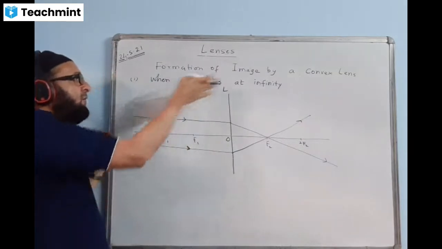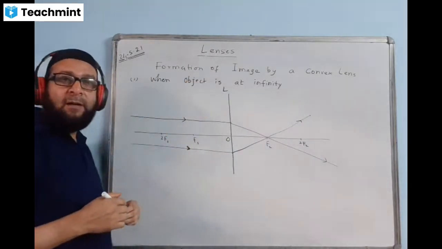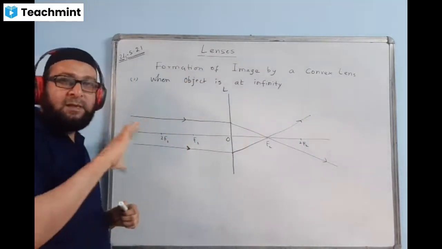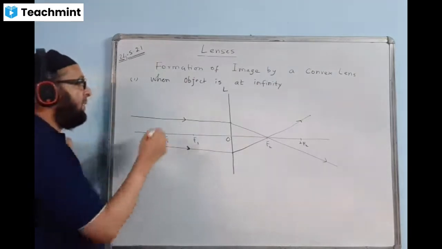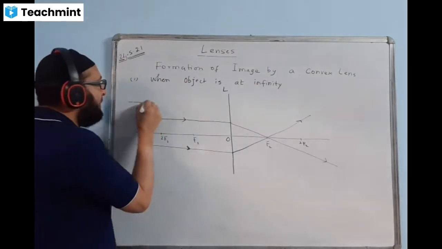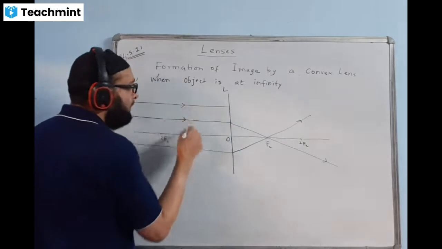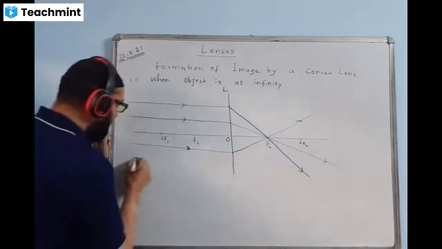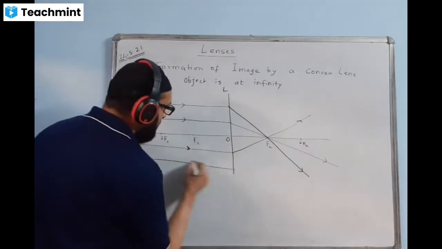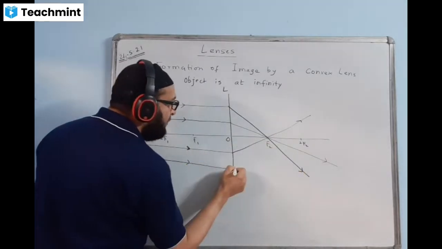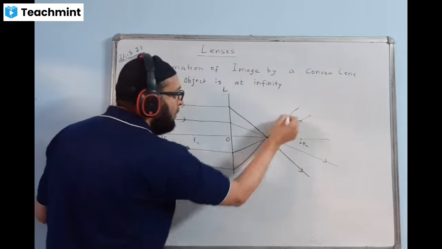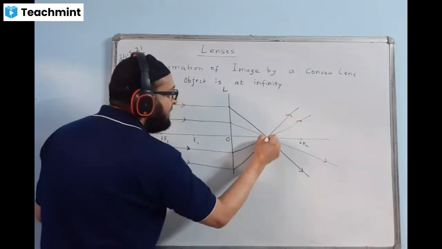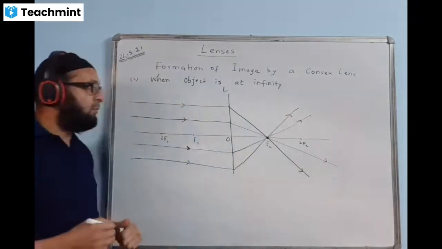We take one more ray because for an infinity object, the image will be bright and can be seen only when many rays pass through and form the image. One more ray above it will also pass through F2. One more ray below will also pass through F2. All the rays are meeting at this point. Here the image is formed.